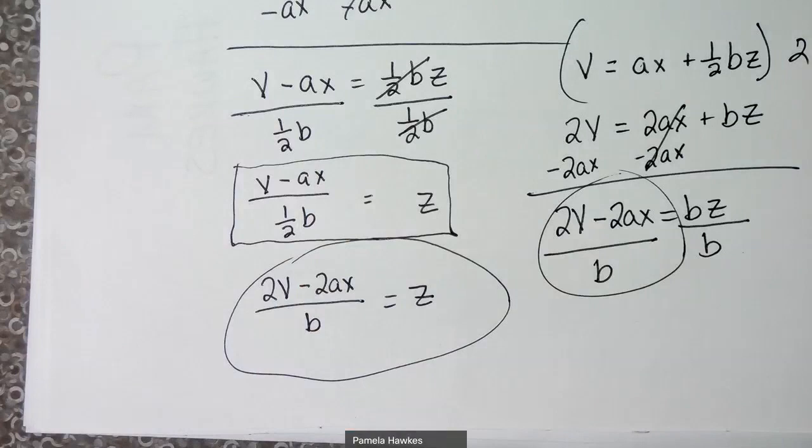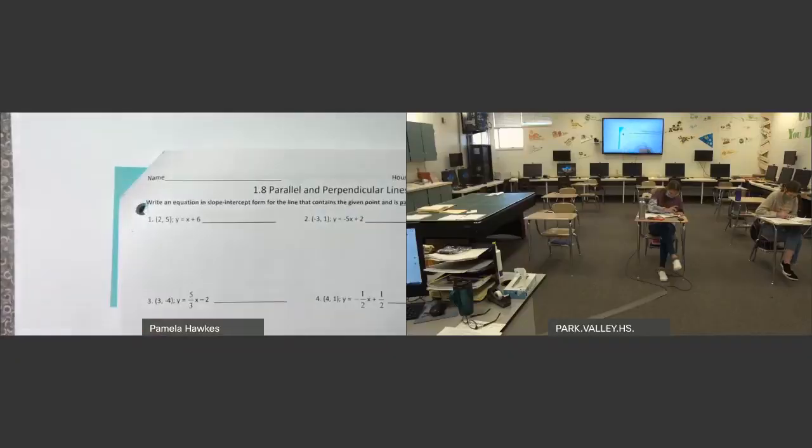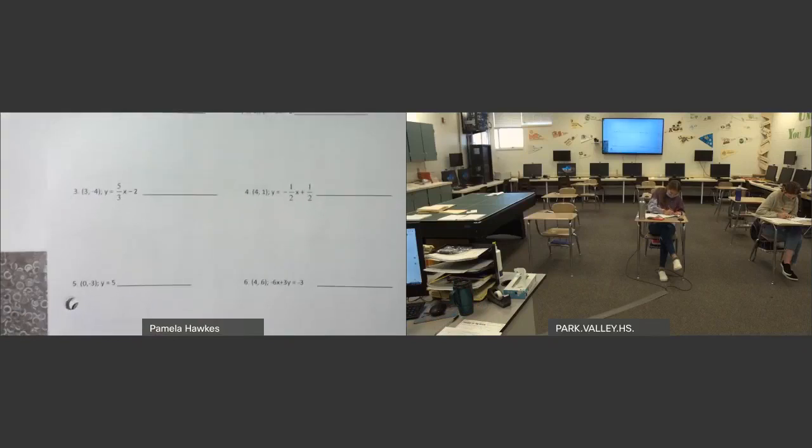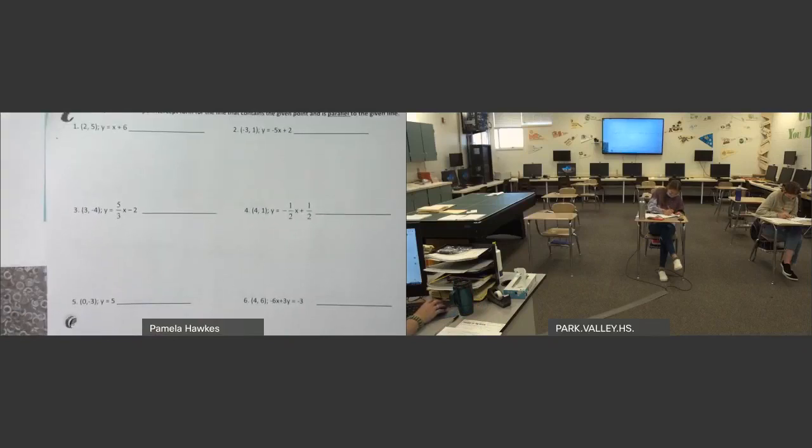Okay. Good job. How many of you got it right? Thumbs up quick. Okay. Write on your quiz paper, right? So perpendicular lines. Does anybody have any questions? You want to see one done? Remember anything?